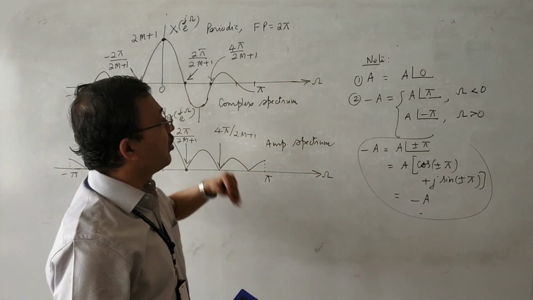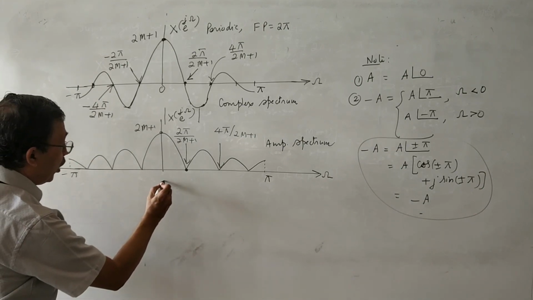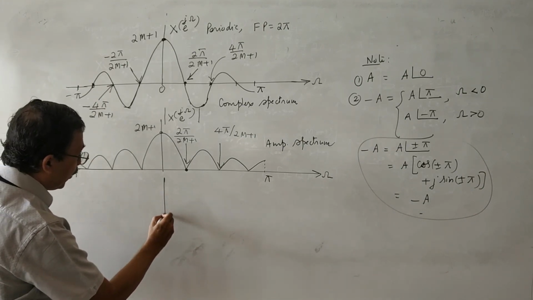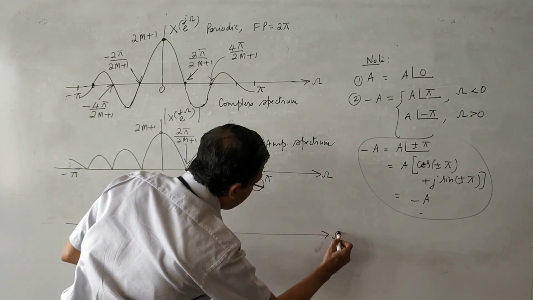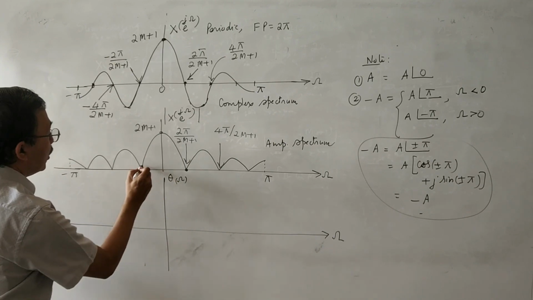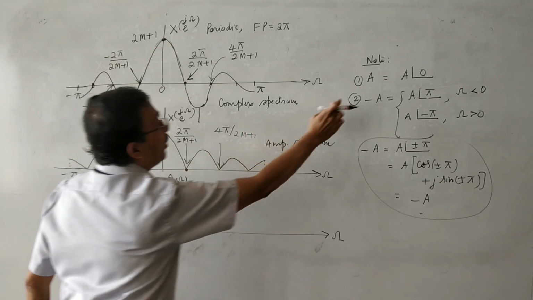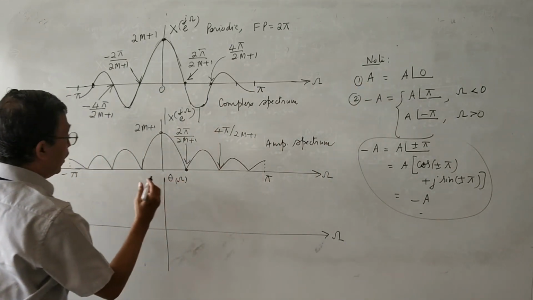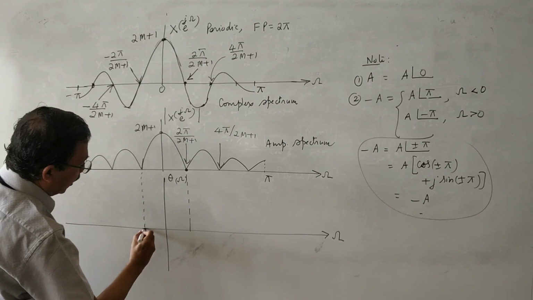You may ask me a question, why? The reason is, phase spectrum must exhibit odd symmetry. X-axis is omega here, y-axis is theta of omega. This positive cycle can be treated as A. Therefore, what is the angle of it? Angle of it is 0. Therefore, you get a line like this.